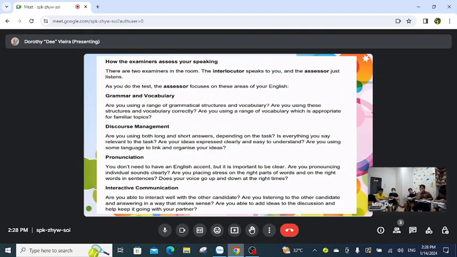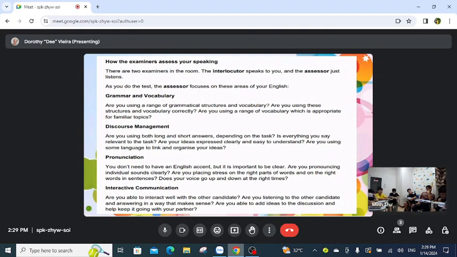passive sentences, okay, where you change the subject and the object in the sentence. Are you using different structures? The more different structures, grammar structures you use, the higher your score will be. The more you do not repeat the same words many times, your score will be higher. Okay?